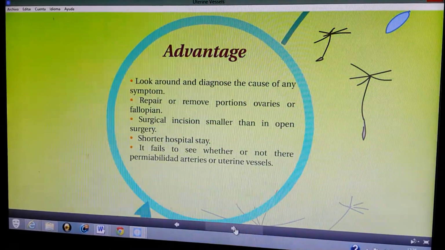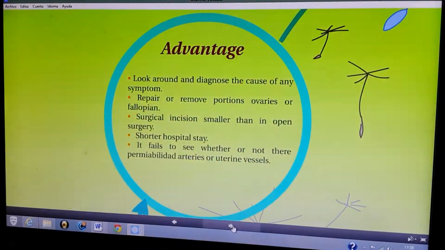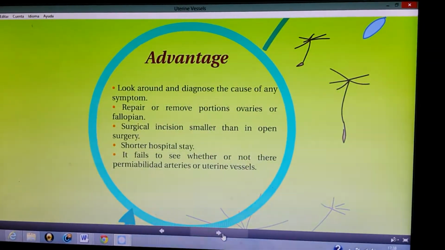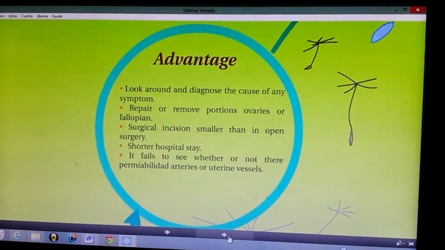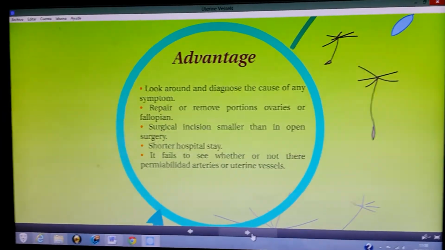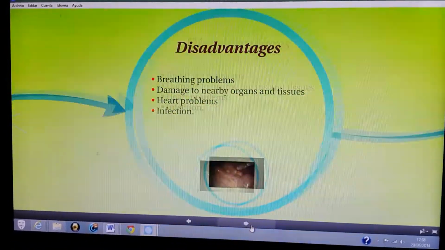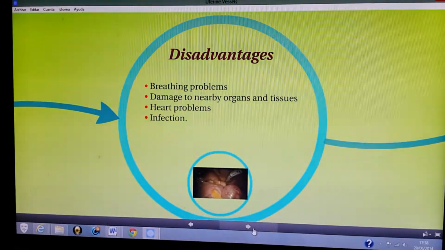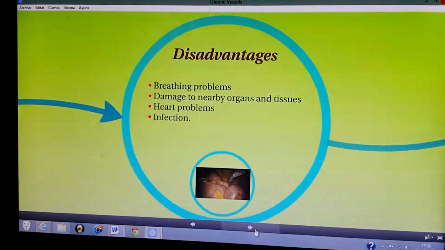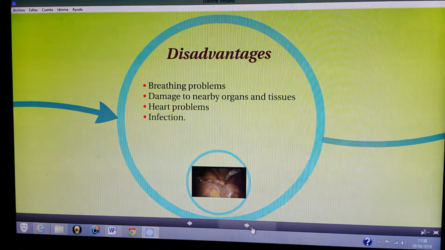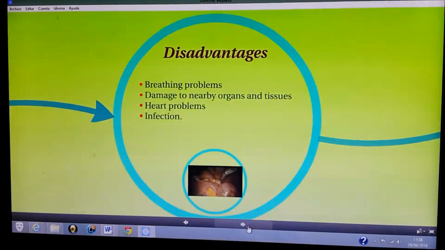Advantage: look around and diagnose the cause of any symptom. Repair or remove portions of the fallopian tubes. The surgical incision is smaller than in open surgery. Disadvantage: breathing problems, damage to nearby organs and tissues, bleeding problems, infections.